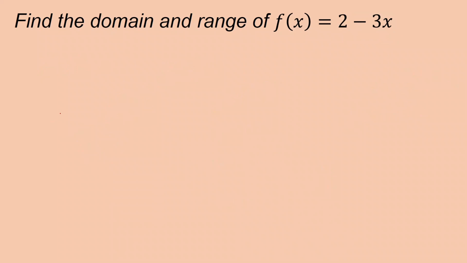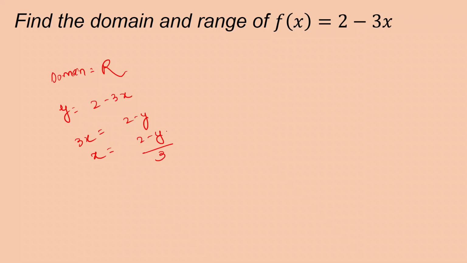One more question. What is the domain of f(x) is equal to 2 minus 3x? Clearly there is no value of x for which this function will be undefined. So the domain is the set of all real numbers. What about the range? Instead of f(x), you write y is equal to 2 minus 3x, make x the subject: 3x is equal to 2 minus y, and x is equal to (2 minus y) by 3. Here also we see that there is no value of y for which the function is undefined. You can have any value of y. So the range is also the set of all real numbers.